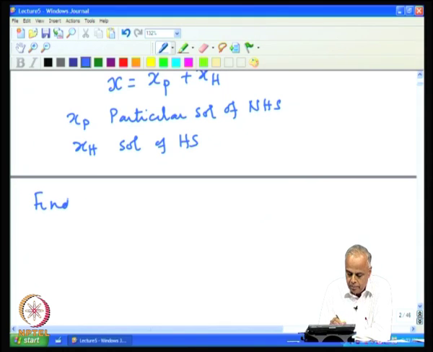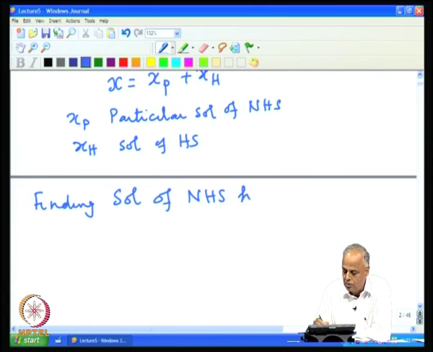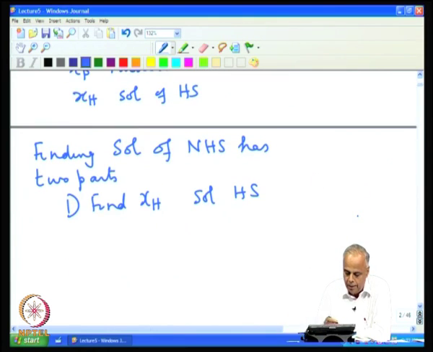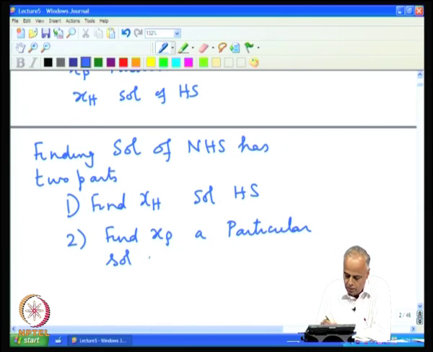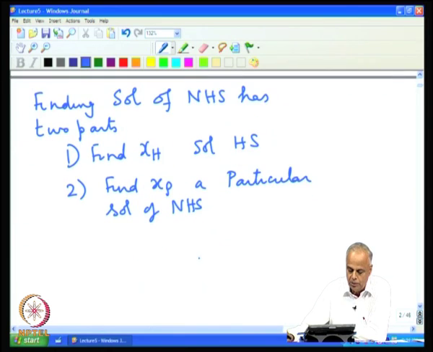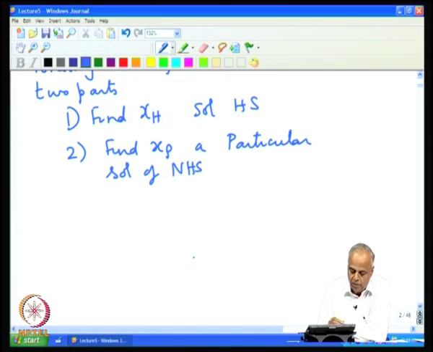Therefore, finding the solution of a non-homogeneous system has two parts. The first part, find x h, the solution of the homogeneous system, and second, find x p, a particular solution of the non-homogeneous system. So, thus we have two parts that are going into the solution of a non-homogeneous system, and at the beginning we looked at the solution of the homogeneous system.